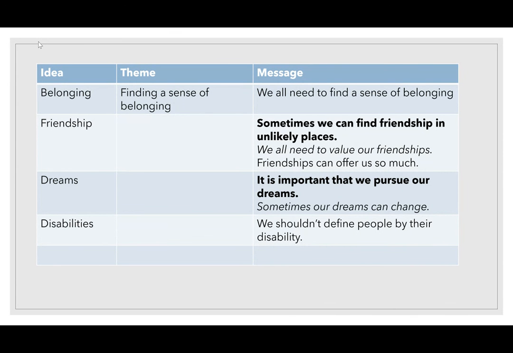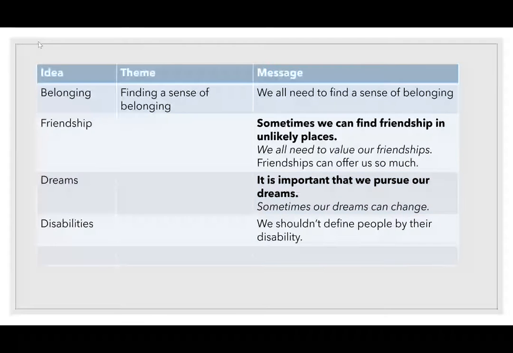Another message that we get about friendship is that friendships can offer us so much. So those are messages or lessons that I gain from that idea. When I think about dreams in the text, the message I take away when I look at Zach and I look at Tyler is that it is important that we pursue our dreams.